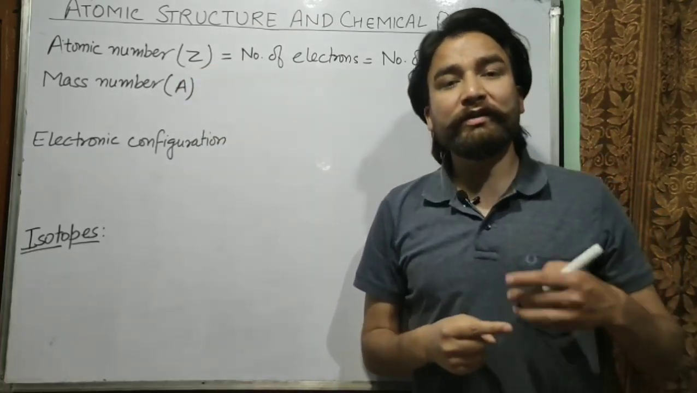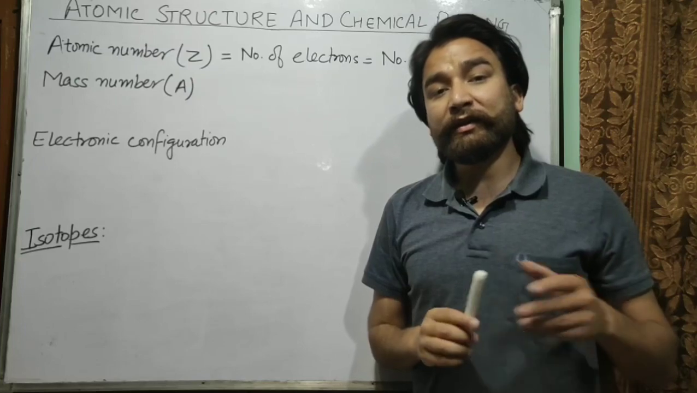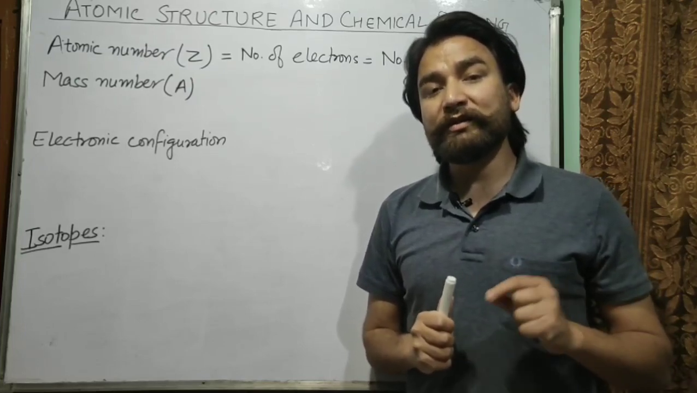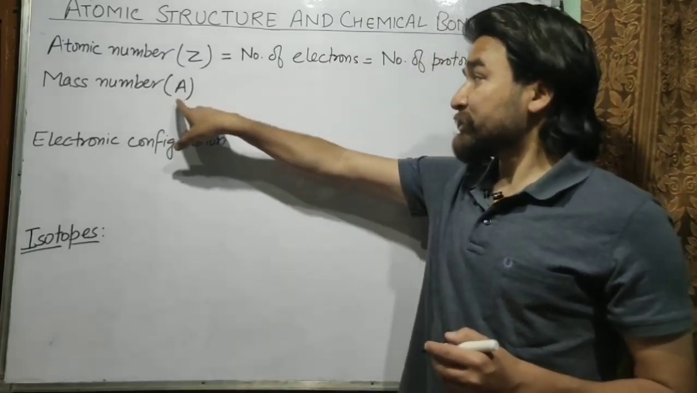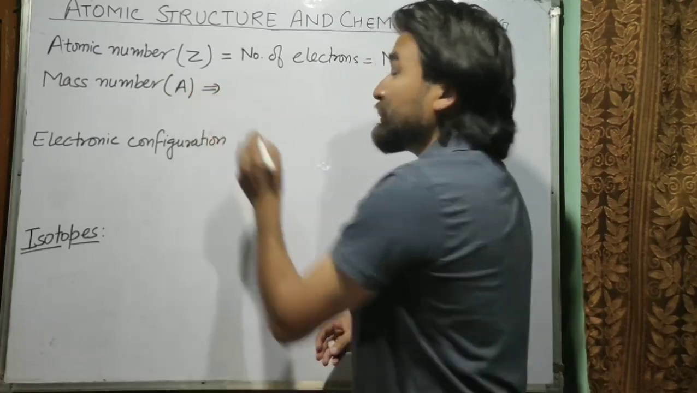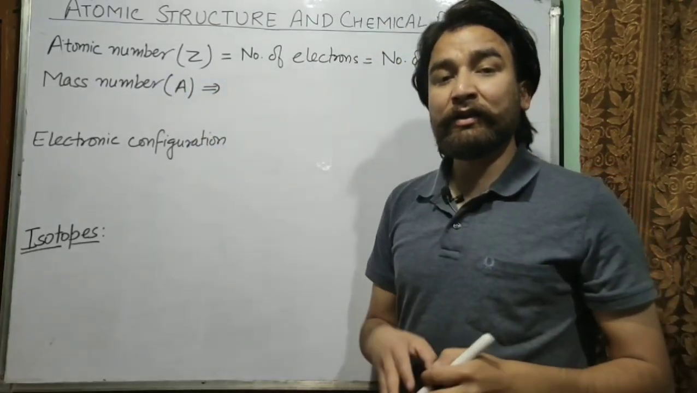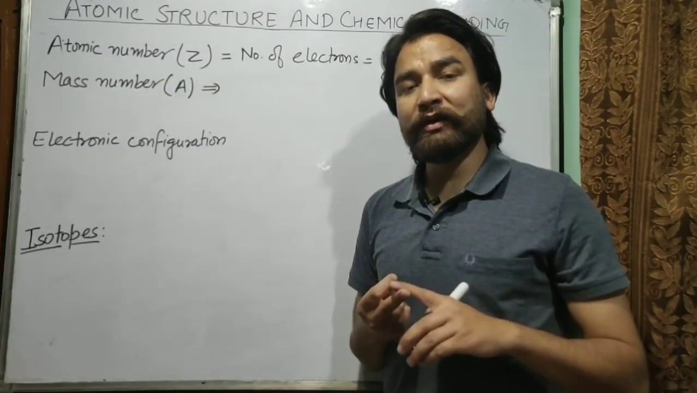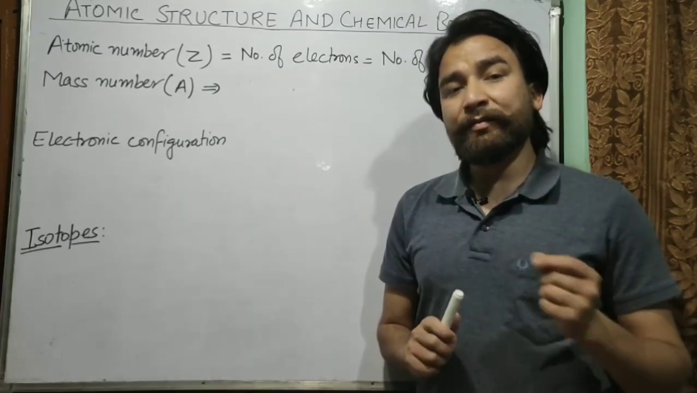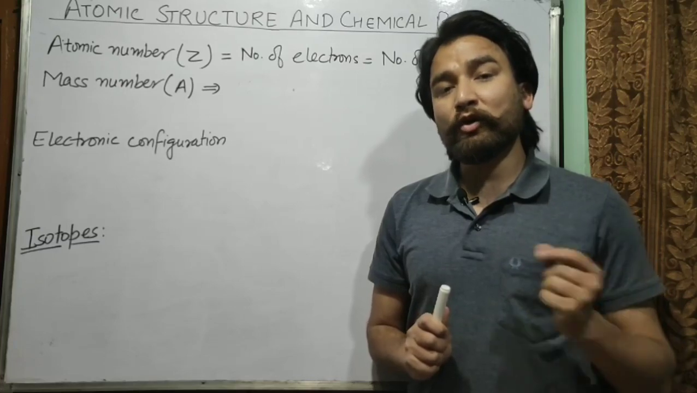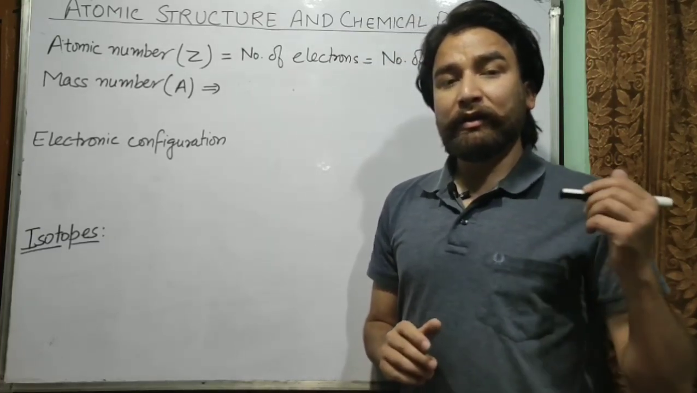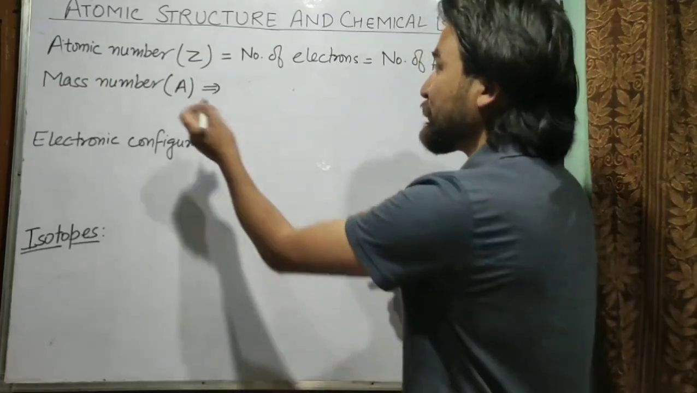So you have to remember atomic number. If you know what is the atomic number of an element, it means you know what is the number of electrons or the number of protons present in that atom. The next is mass number. So you know that within the nucleus of an atom there are main two type of particles. One is neutron and other is proton. So the mass number is the sum of the number of protons and the number of neutrons present within the nucleus of any atom.